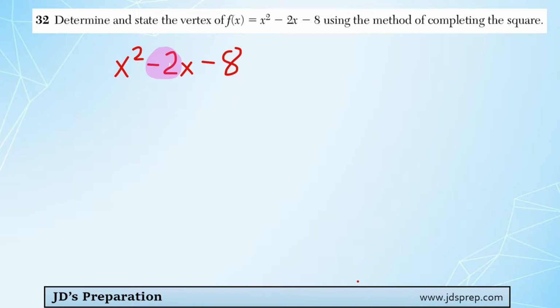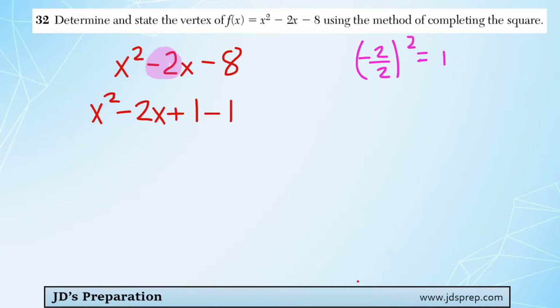What we do is we divide it by 2 and square it. So we need to think, what is -2 divided by 2 and then squared? Well, -2 divided by 2 is -1. -1 squared is +1. That's the magic number that we're going to add and subtract, just like this.